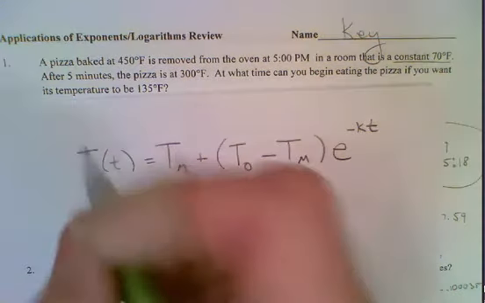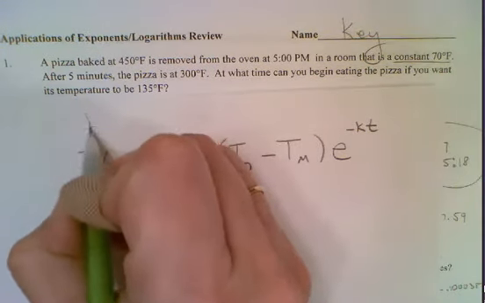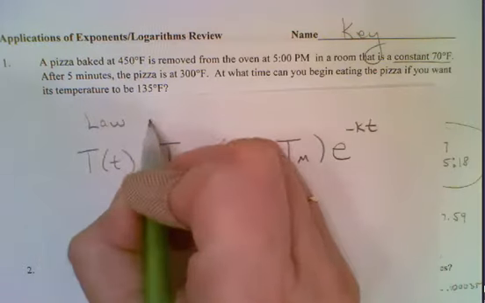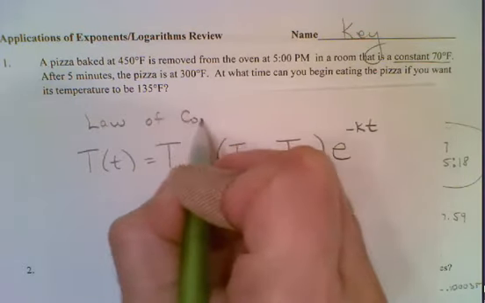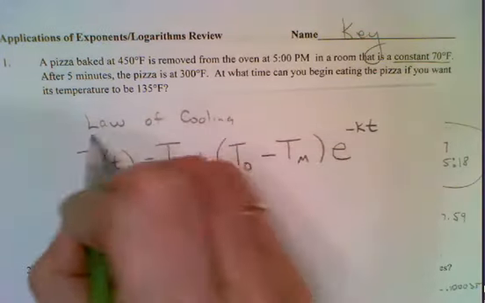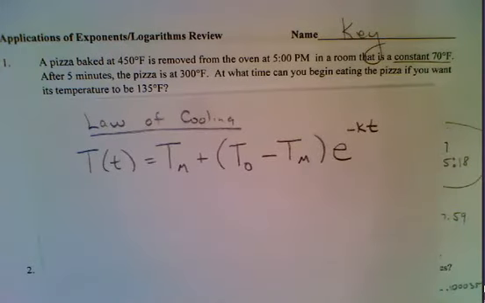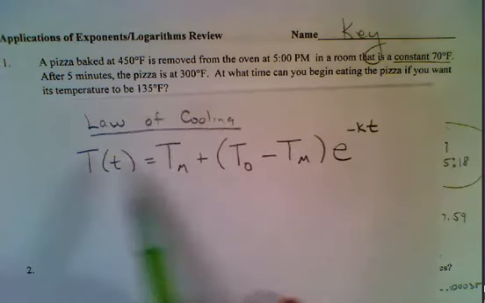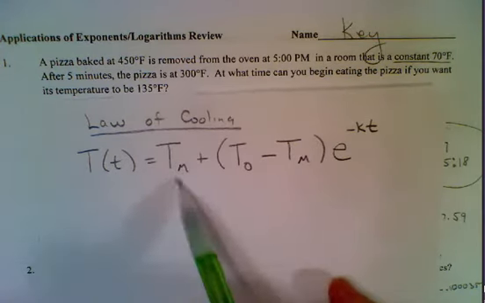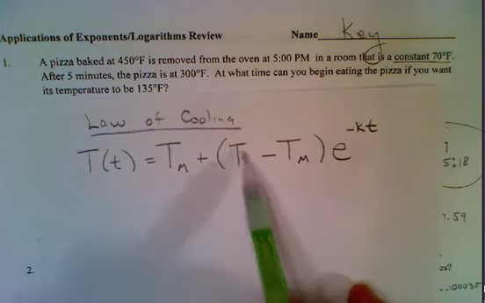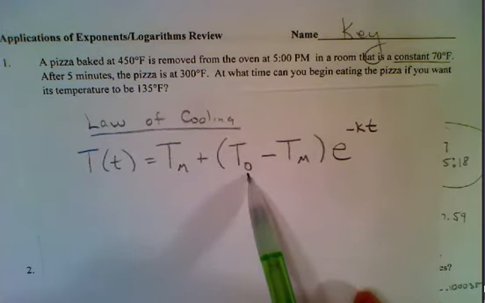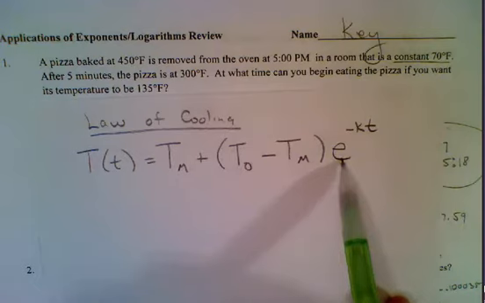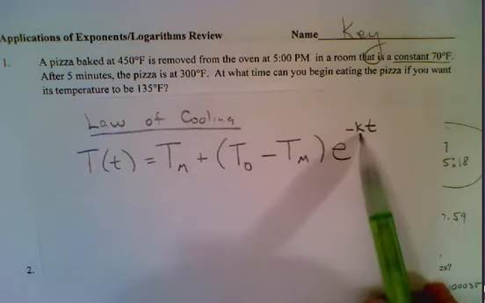On the top it will say either Newton's law of cooling or just law of cooling. Okay, so you know that that's the one you're using. You need to know that T sub m is the temperature of the medium, which means the temperature that surrounds it in the air. T sub 0 is the initial temperature of the object. E is just a number. K is a constant that you'll have to find usually.